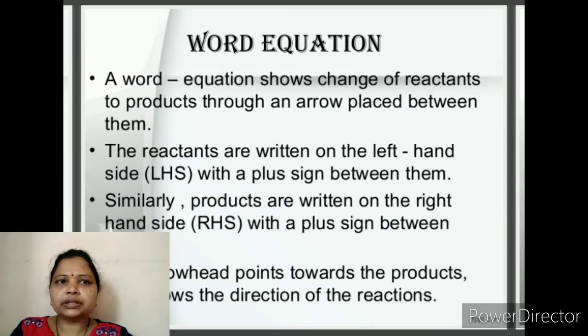A word equation shows the change of the reactants to the products through an arrow placed between them, and the reactants are written on the left hand side, that is LHS, with a plus sign between them.